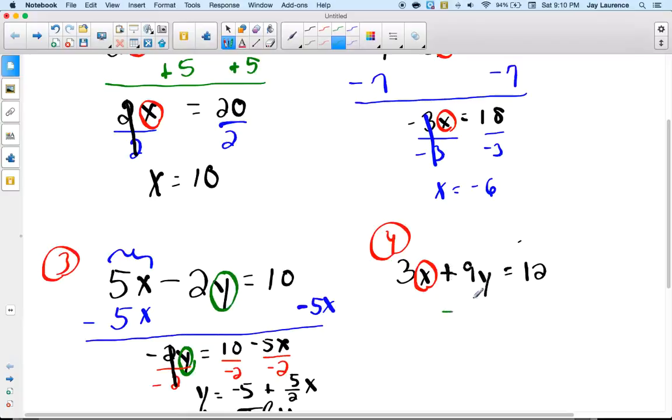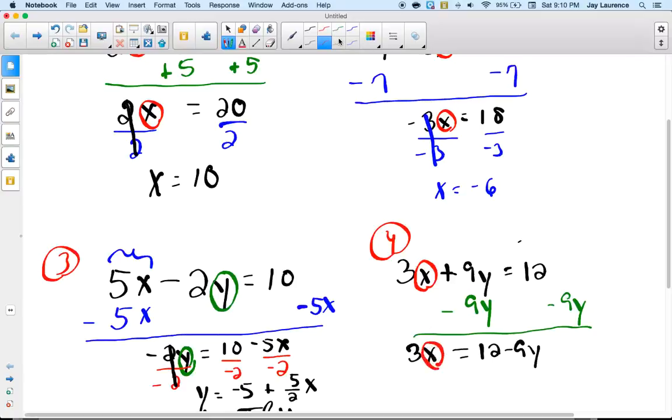I'm going to subtract how much? 9y, right, minus 9y. Okay, and when I do that, I'm going to end up with a 3x, and that's going to equal 12 minus 9y. I'm going to circle that x again just because I'm training myself to think about getting the x alone.